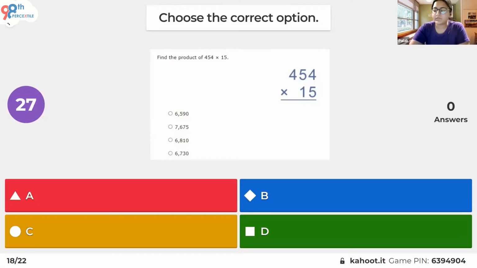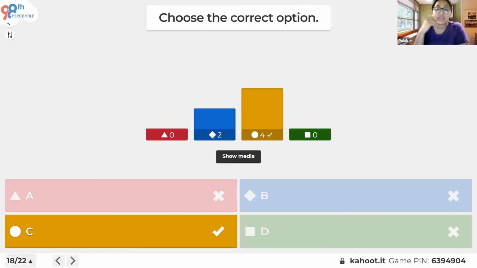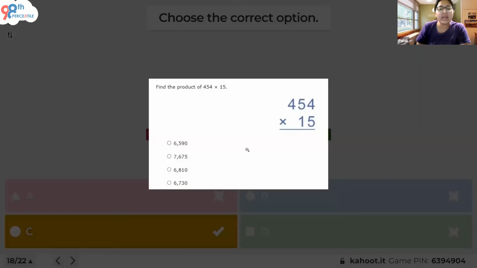Okay, find the product of this. I would recommend that you try and utilize the distributive property here if you feel that you don't have that much speed when it comes to calculations. Okay, 0 answers so far. One of the very few questions where I have not received everyone's answer. So let's see how quickly we can do this.